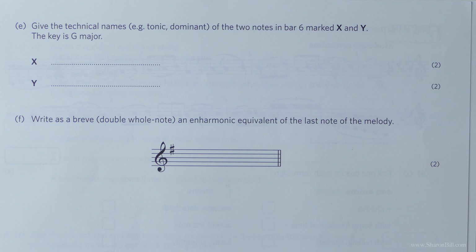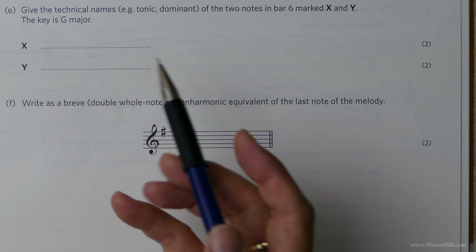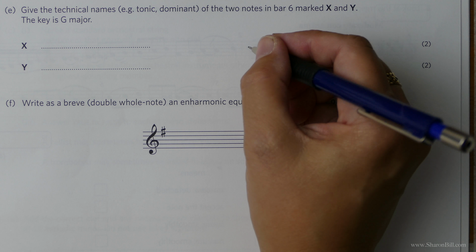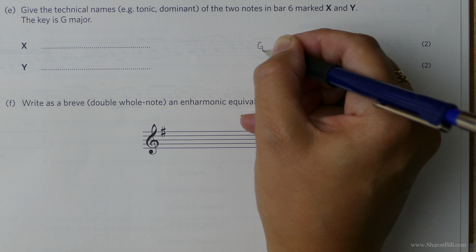So to page 9. Oh, however, we'll still need that other page handy to keep referring back to. We're still looking at this little extract here. So now we're asked to give the technical names of the 2 notes marked in bar 6. They're marked X and Y. It says the key is G major. So before we even start, let's just work out the steps of the scale. We won't worry about the sharps because the key signature will do that.